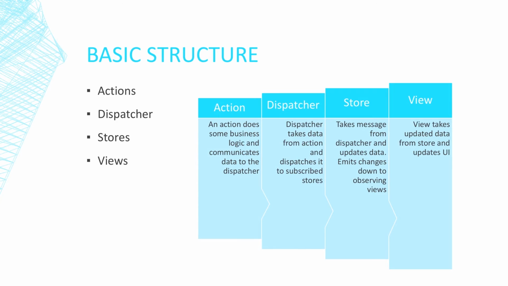So the basic structure of the Flux architecture breaks it into four essential parts. There are actions, the single dispatcher, stores, and views. An action does some small business logic like mapping input data to a model and then communicates that data to a dispatcher. The dispatcher takes that data and dispatches it to the subscribed stores. The store takes the message, updates whatever data it needs, and then emits those changes down to views that are set to observe changes in the store. Then the view takes that data, updates its state, and then updates the actual UI itself.